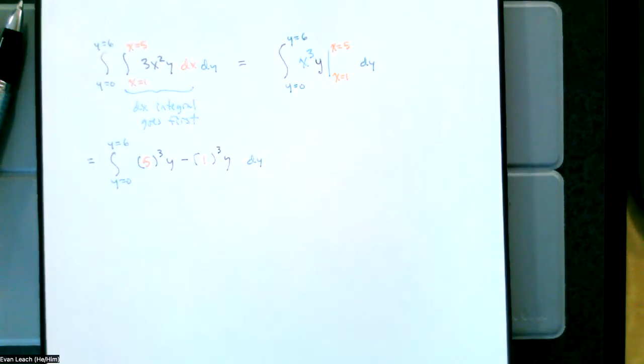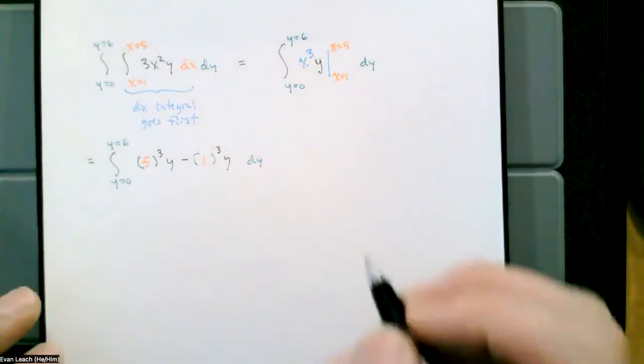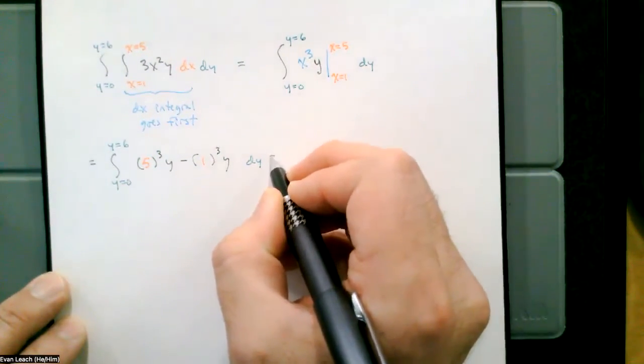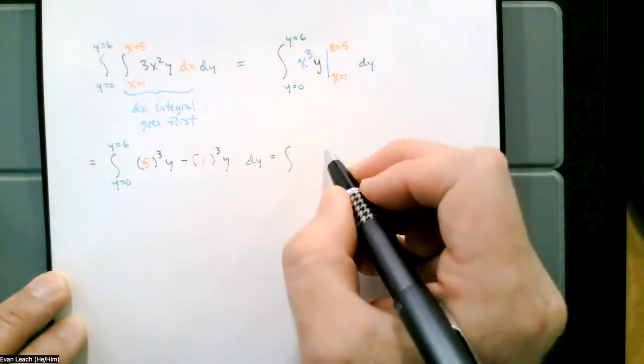So here I am evaluating this x cubed y as x goes from 1 to 5. Plug in the endpoints and subtract. So I got 125y minus 1y. 125 minus 1 is 124.